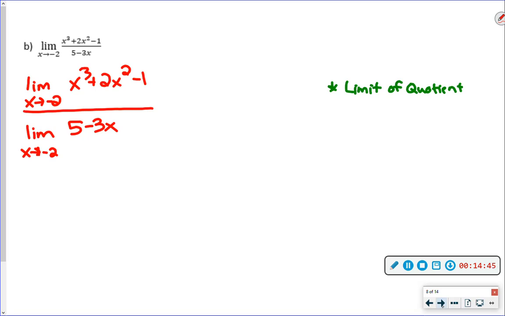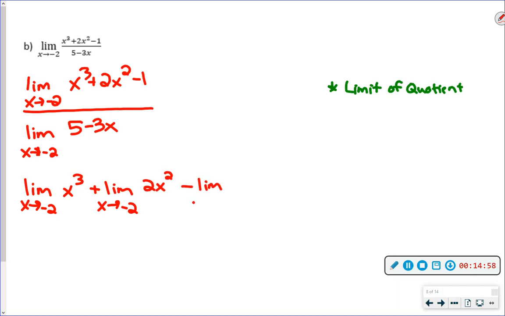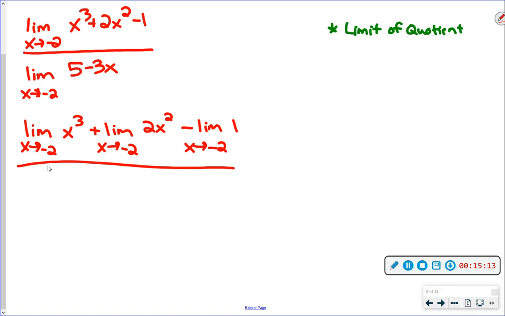I'm probably going to have to move this up, but that's okay. The limit as x approaches -2 of x cubed. The limit as x approaches -2 of 2x squared. The limit as x approaches -2 of 1. I'm getting crazy with the negatives. And I already feel like I need to move this up a little bit because I'm getting to the bottom. All right, limit on all the stuff on the bottom.